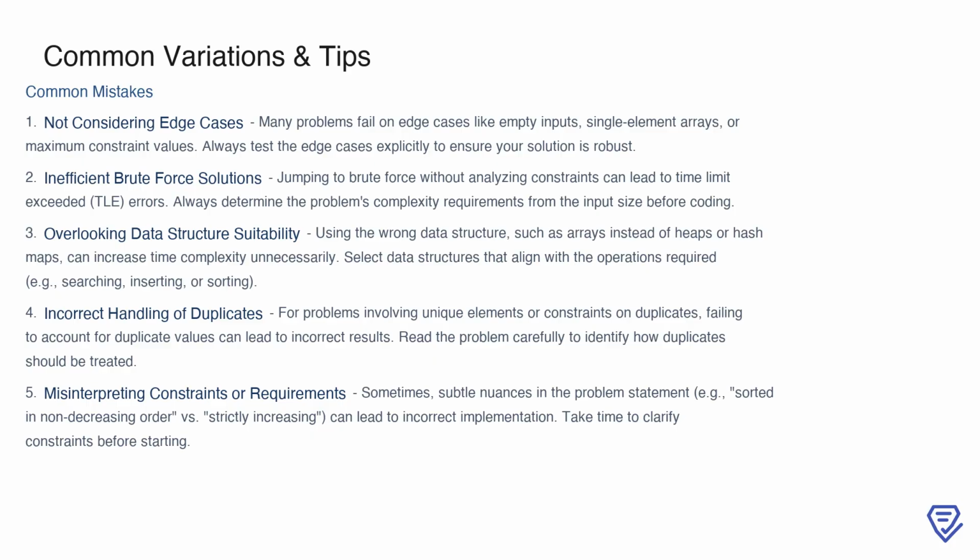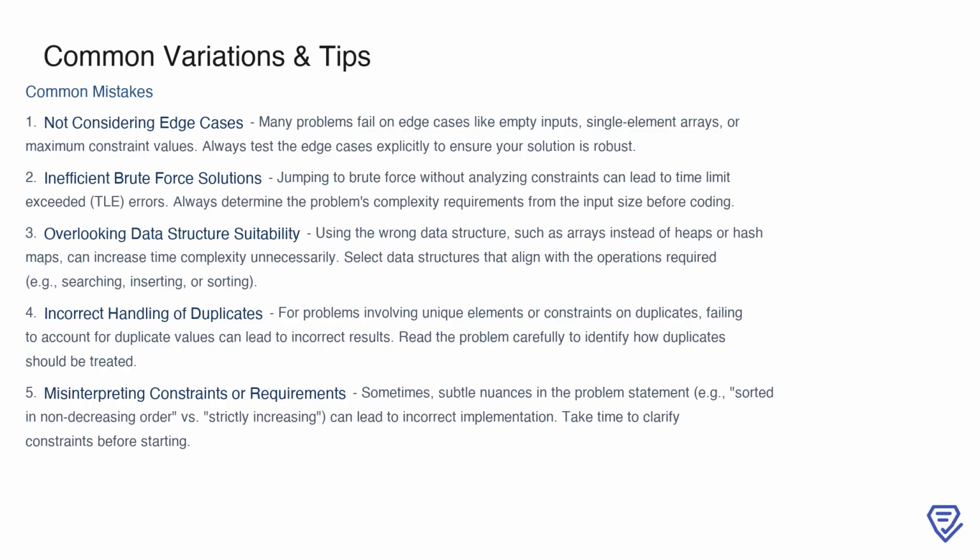Additionally, selecting the wrong data structure can severely impact performance. For instance, using an array when a hash map or heap is more appropriate can unnecessarily increase time complexity. Always align your choice of data structure with the operations the problem demands, like searching, inserting, or sorting.